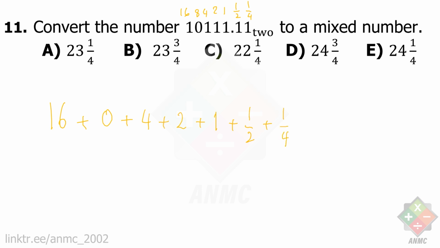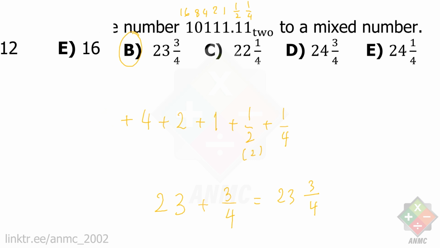If we do addition, let's equalize the denominators. 20, 23. 23 plus 3 over 4. It is 23 and 3 over 4 as a mixed number. The answer is B.